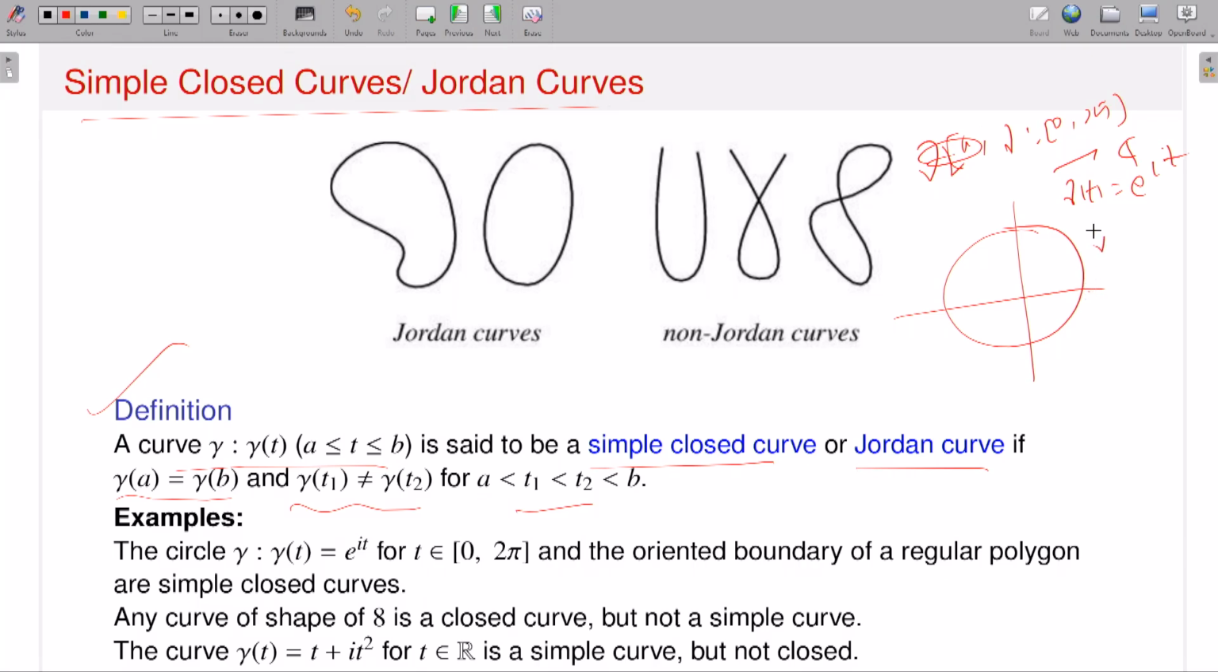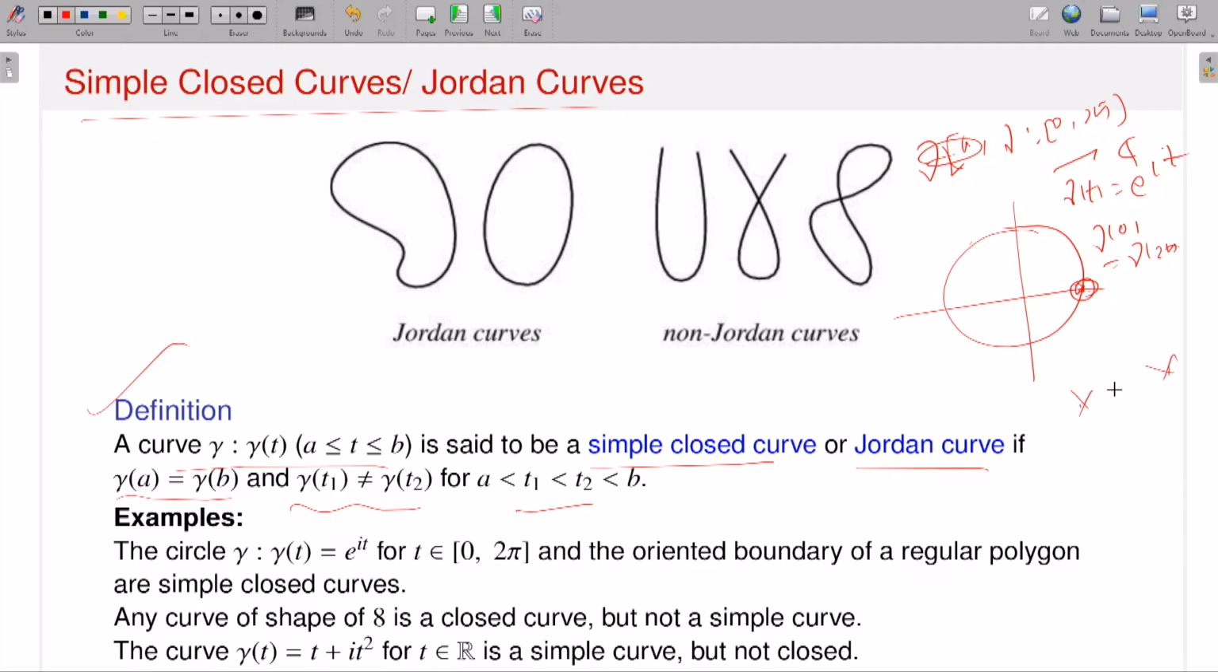Of course, as I said, gamma of 0 is equal to gamma of 2 pi. Both values will be the same, it's (1, 0). It is injective because if I take any two points from the open interval 0 to 2 pi, it is injective. Therefore, it is a simple closed curve. Therefore, it is a Jordan curve.